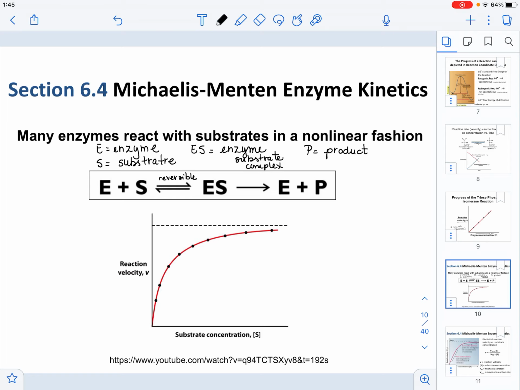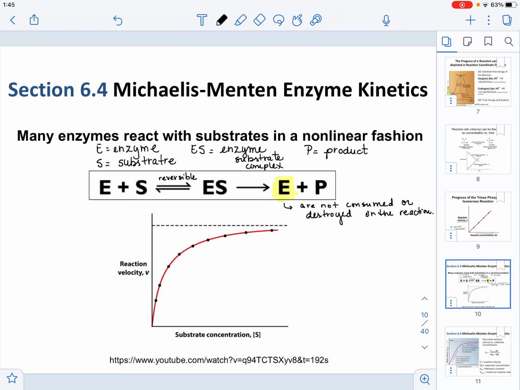Now, one of the things that I want to highlight is that, remember, because our enzyme is our catalyst, enzymes are not consumed or destroyed in the reaction. Because remember, since your enzyme is your catalyst, it needs to be regenerated to go back and continue catalyzing other reactions.